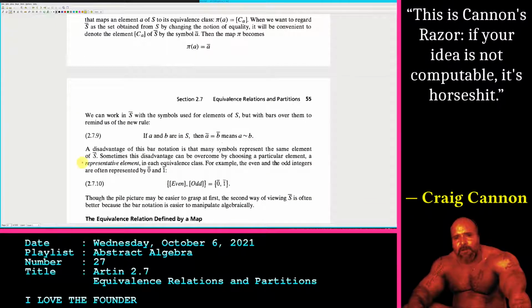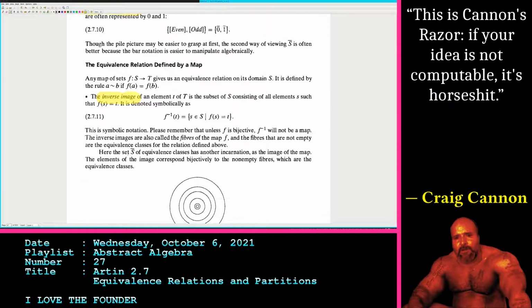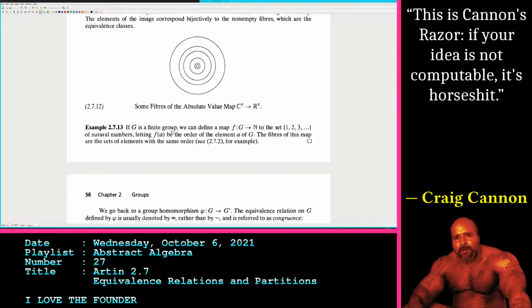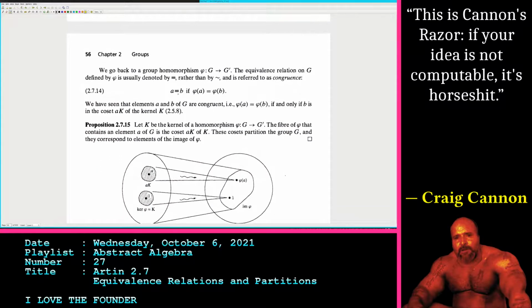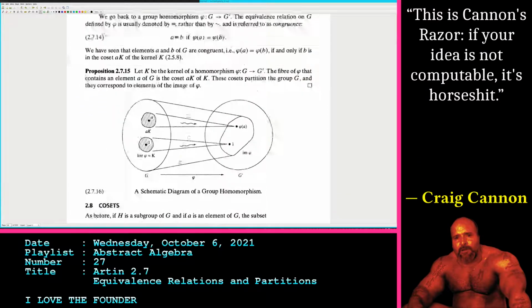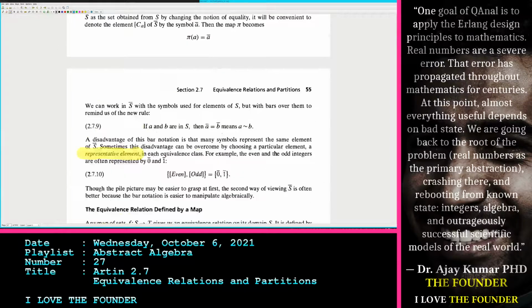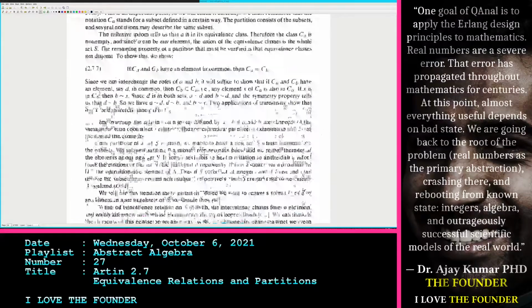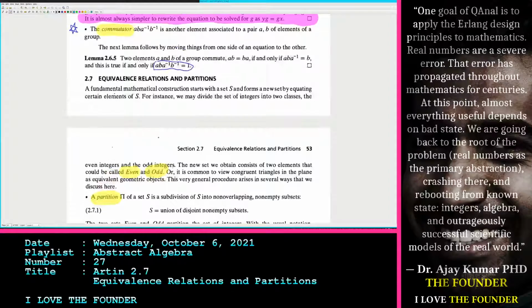Representative element. Inverse image or pre-image is the term I usually use. Fibers. Alright, and that's it. Now we go in blue and highlight the prior references. And we aren't going to look them up yet. We'll do that on a third pass.